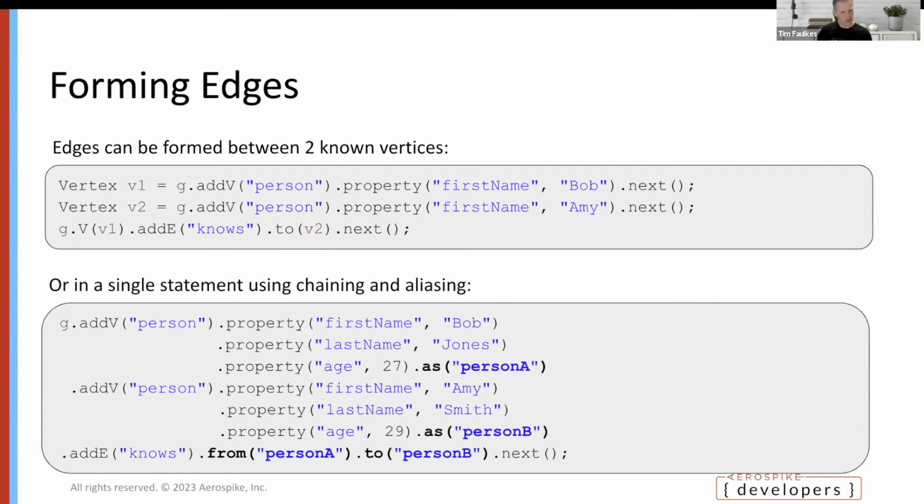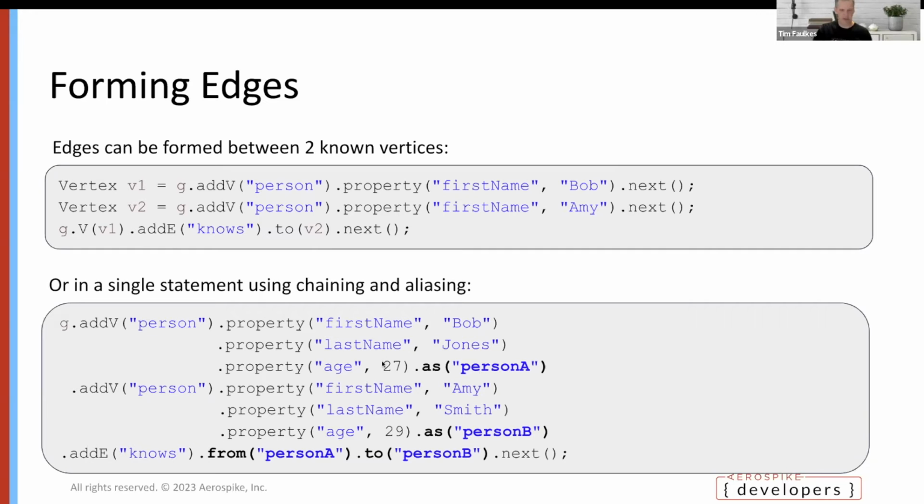Now, this is good, but I found it to get a bit verbose. But what I discovered was you can do aliasing. So in one statement, I can do the same thing. I can create a person vertex, Bob Jones, age 27, but then I'm going to tell it that I want an alias for this vertex.